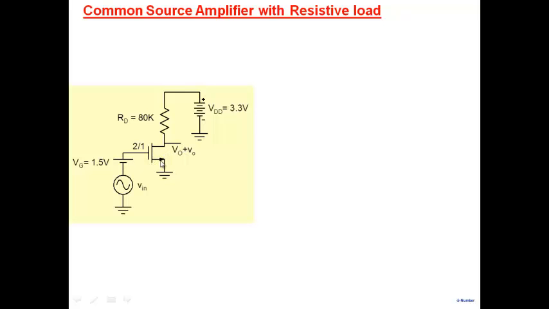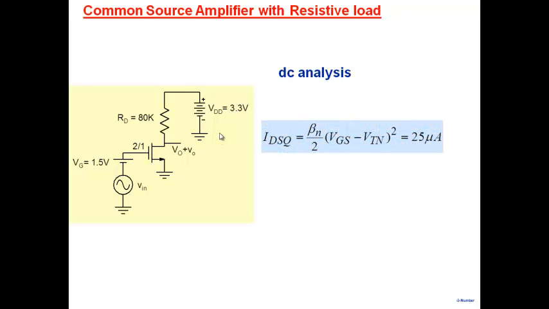The first thing with any amplifier that we need to do is the bias point calculation. For bias point calculation, note that the AC source will be a short, and so we have 1.5 volt applied between gate and source. So what we'll do is DC analysis. We'll assume that the transistor is working in the saturation region. After assuming it to be in saturation, this is the expression for current in the saturation region.